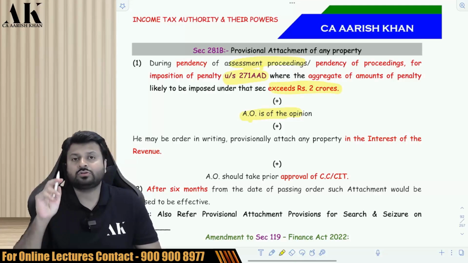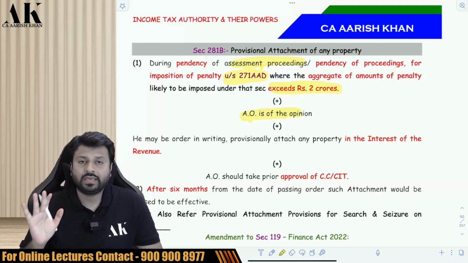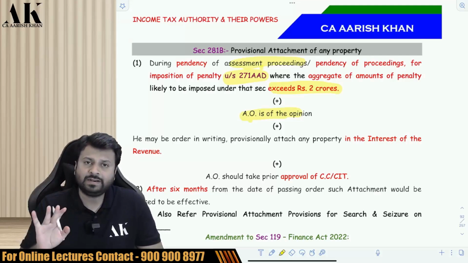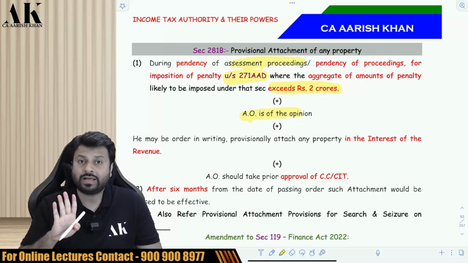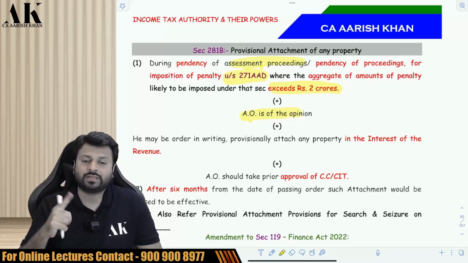That too, the penalty should not exceed 2 crore rupees. So he will attach your property in case of what? Your assessment proceeding is pending, or even in case of penalty proceeding, but only one penalty proceeding is covered as of now, 271AAD, that too if the penalty amount exceeds 2 crore rupees.